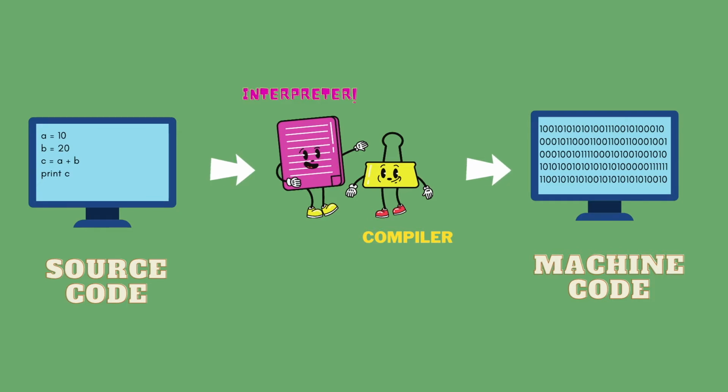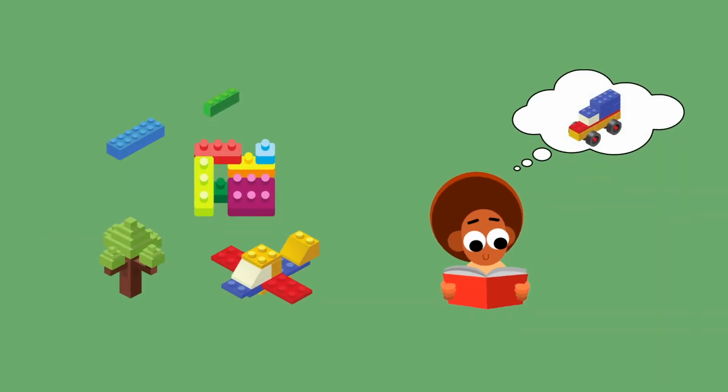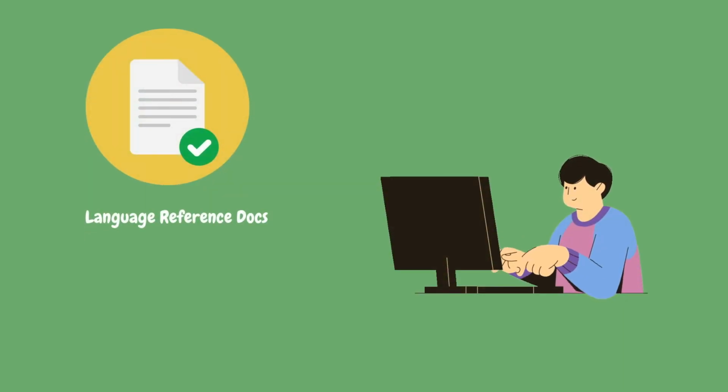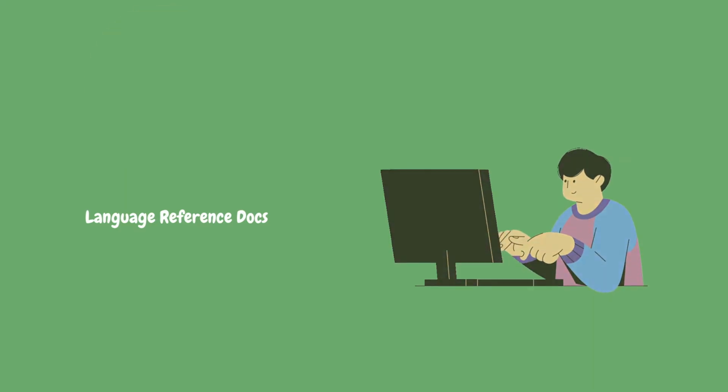Now let's talk about the building blocks of programming languages. Programming languages can be compared to a Lego kit. When we buy a Lego kit, it comes with a user manual that explains how to build different things using the parts of the kit. Programming languages come with a language reference document which is similar to the user manual.